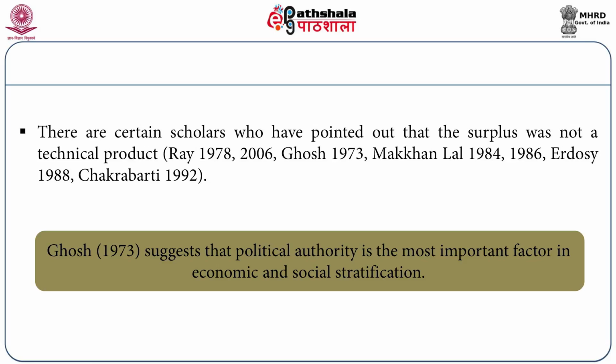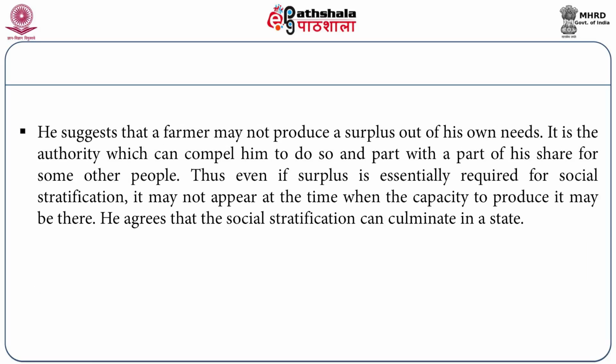Surplus cannot just happen alone. That's what he feels. He suggests that a farmer may not produce a surplus out of his own needs. When a farmer produces something, it is meant for the consumption of his own family. The idea of trade and barter, or selling his product to others, develops in a complex society. Early farmers were probably producing surplus food and consuming it or distributing it among themselves.